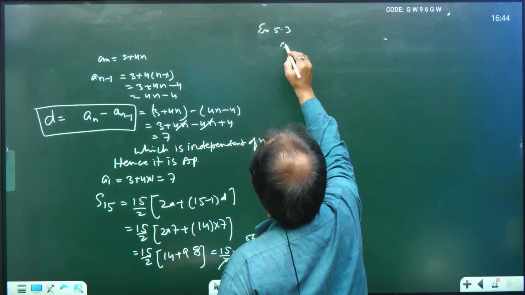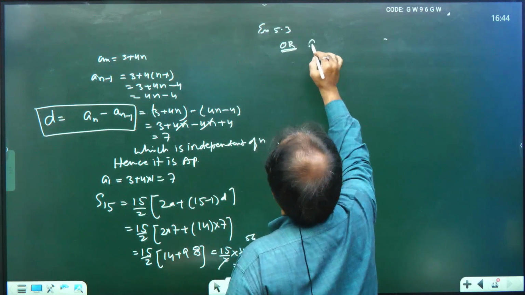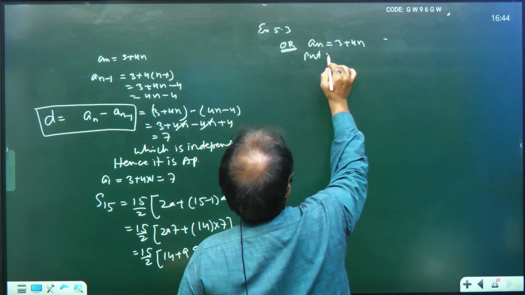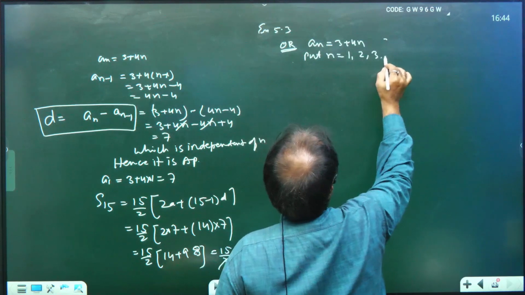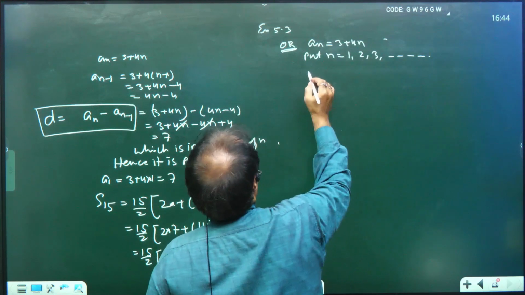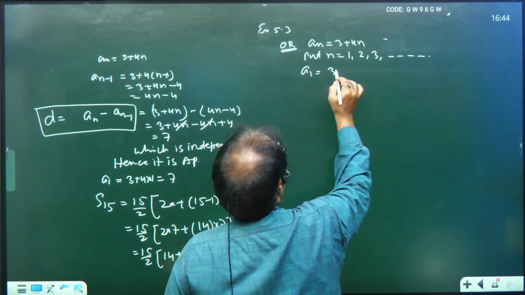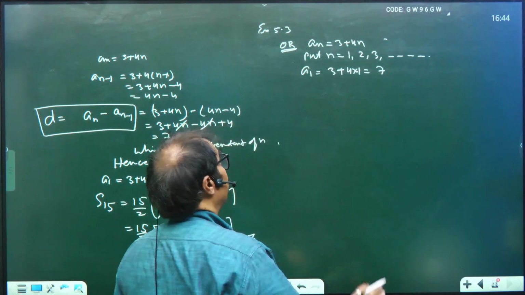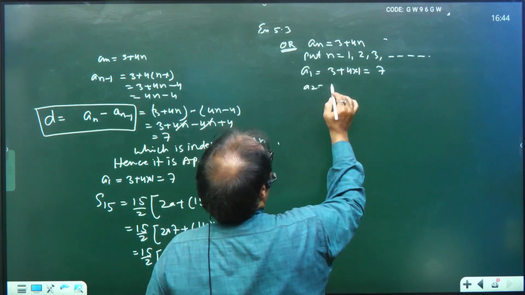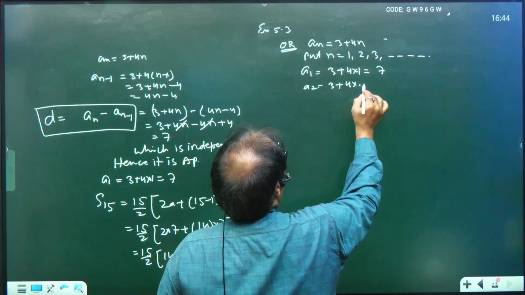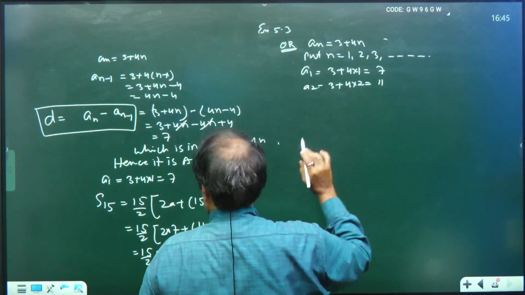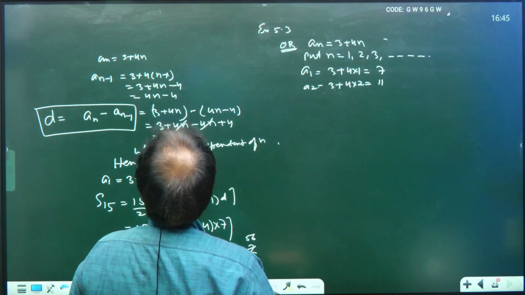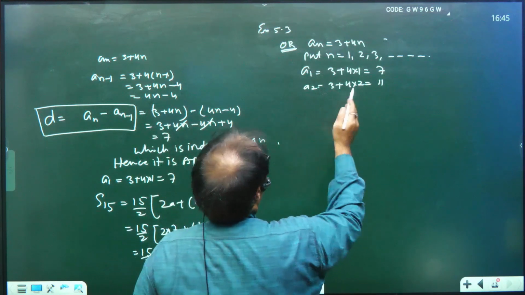Okay, or an is equal to 3 plus 4n. Put n is equal to 1, 2, 3 and so on. So find a1: n is equal to 1, so 3 plus 4 into 1, that is 7. And a1 is the first term. Now find a2. So 3 plus 4 into 2, that is 11. Right? So d should be 4. Something is wrong. Let me check. Okay, anyhow, I will check.